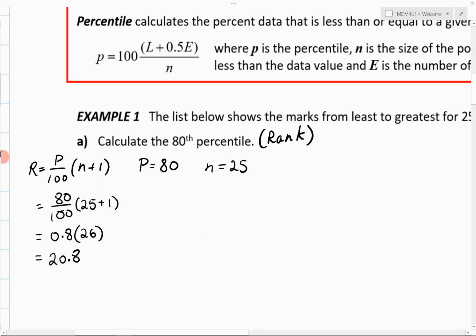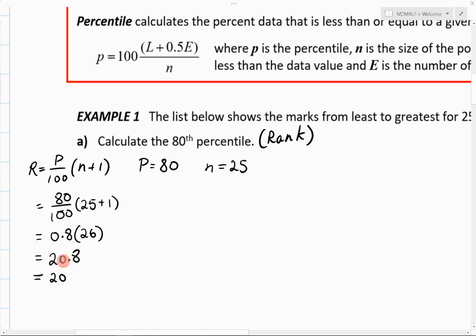So you see here, this 20.8 stands for the rank. That means the 20.8th number is the number in my data set that will represent the 80th percentile. But we don't like the decimals. We have to round to a whole number. And we always round down when we do these kinds of problems. So we round it to 20th.